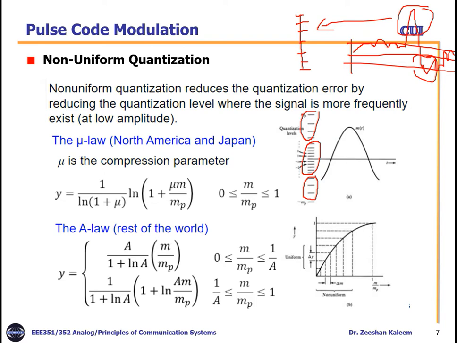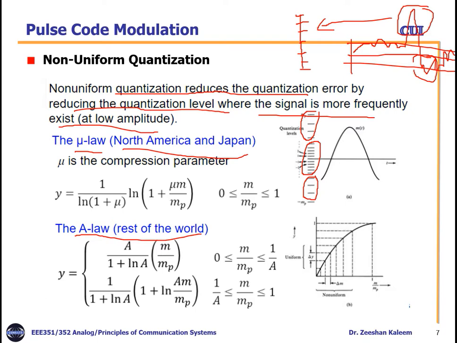So this is a way of quantizing using non-uniform quantization. Non-uniform quantization reduces the quantization error by reducing the quantization level spacing where the signal more frequently exists at low amplitude. So for low amplitude we have a larger number of levels. There are two laws, whose equations are used to find the output of the quantizer. The mu law is usually adopted in North America and Japan, and the A law is used in the rest of the world. So these are the equations.